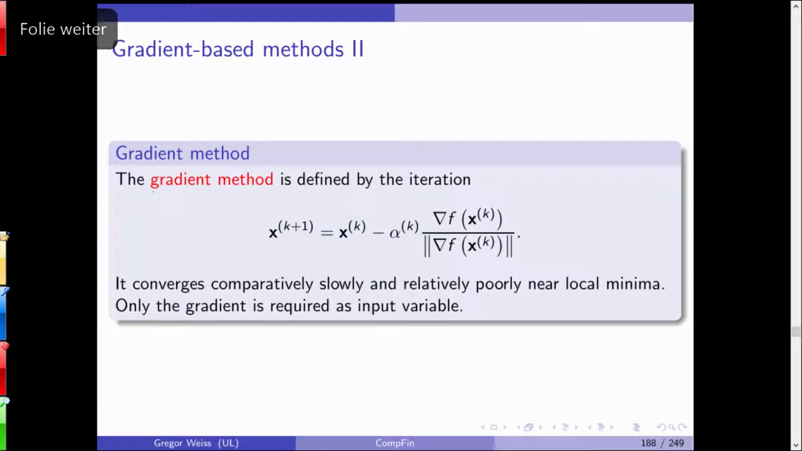Now this is the gradient method, the method of steepest descent. In German it's the Gradientenabstiegsverfahren oder die Gradientenmethode. In German we also say method of steepest descent. And then xk plus 1 is xk minus alpha times gradient, and it's normalized. It converges comparatively slowly and relatively poorly near local optima. The nice thing about this is you only need the gradient. You only need the partial derivatives for this to work.